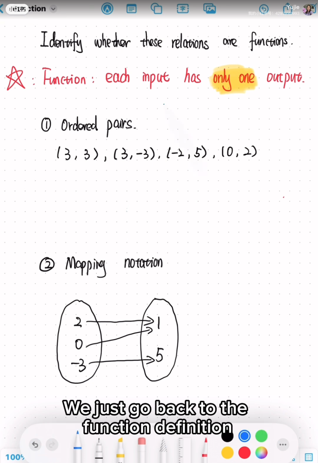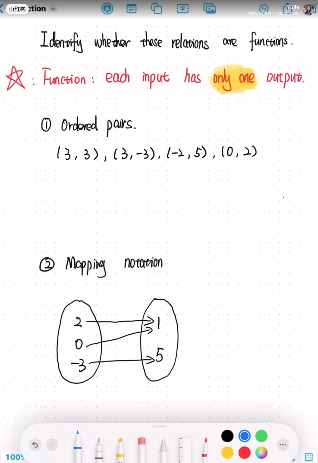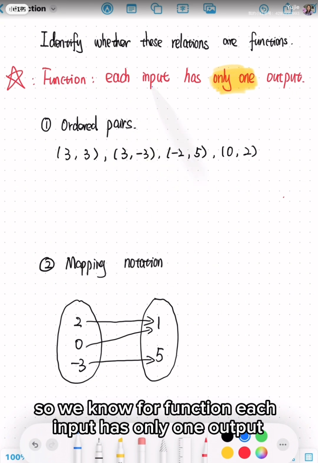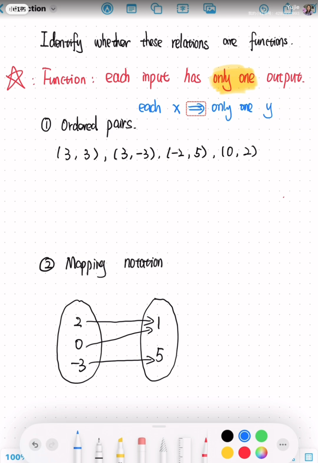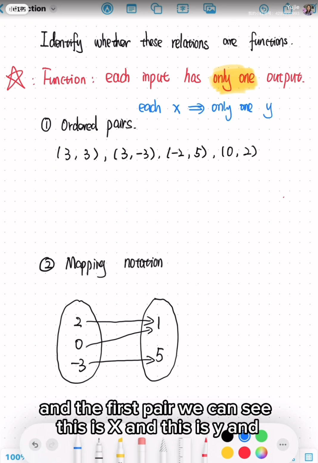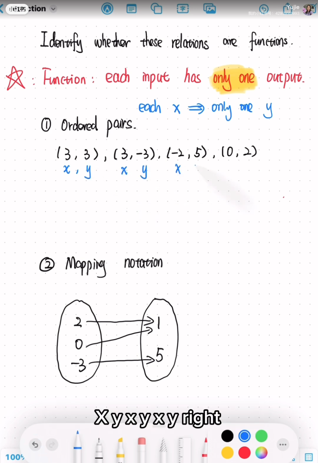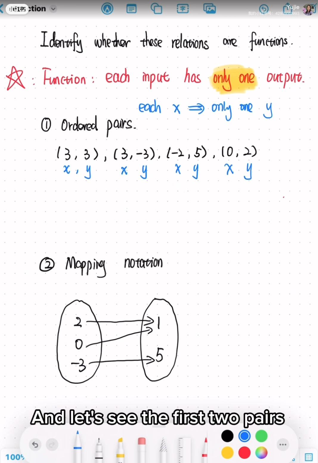We just go back to the function definition. So we know for a function, each input has only one output. That means for each x, we can get only one y. Let's see the first pair. In the first pair, we can see this is x and this is y, and x, y, x, y, x, y, right? Let's see the first two pairs.